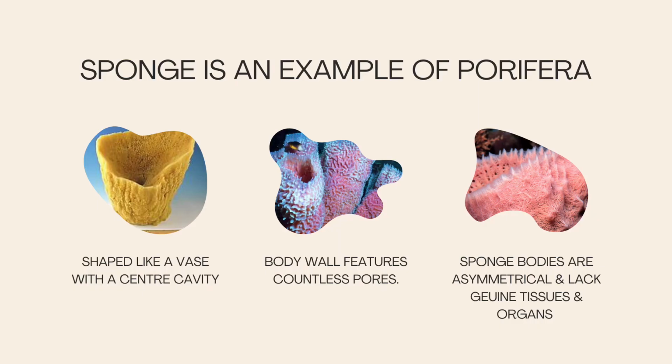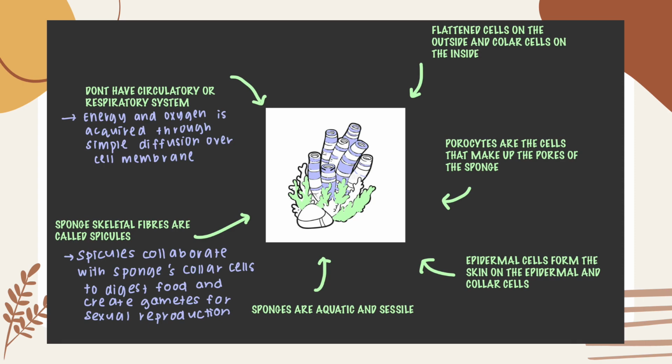As we know, sponge is an example of Porifera. A sponge has a shape like a vase with a center cavity, as we can see from the slide. They have countless pores on their body wall. Sponge bodies are asymmetrical and they lack tissues and organs as well. Sponges have flattened cells on the outside and collar cells on the inside, and the cells that make up the pores of the sponge are called porocytes.